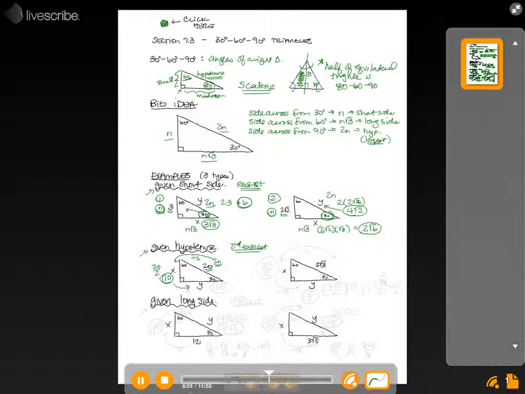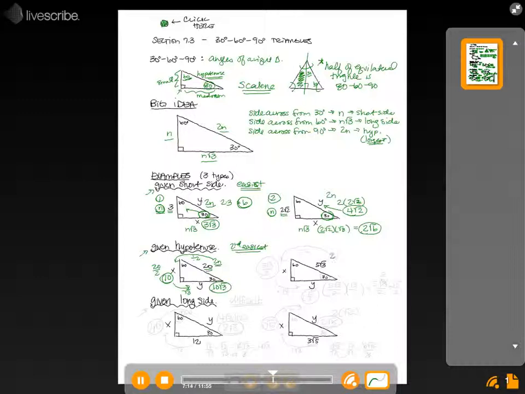Now to get over to this side, to the y, we have to multiply by root 3, because it's really n root 3. So it would be 10 root 3. Okay, and there's our answer for y. It might help you to draw your arrows around the triangle.